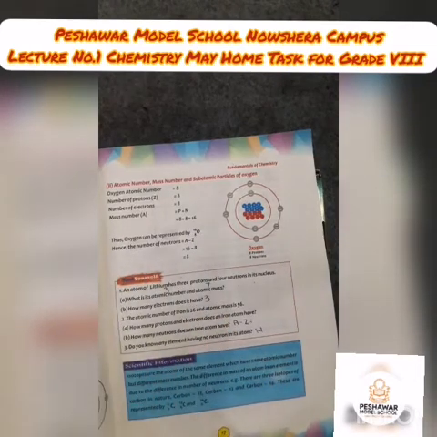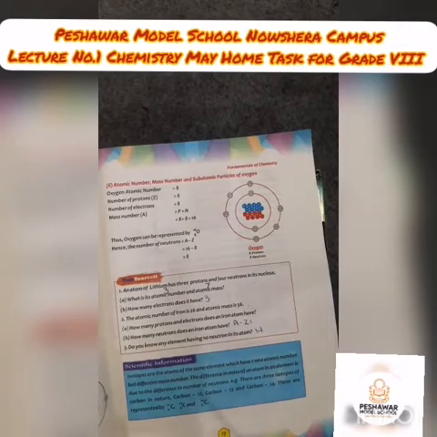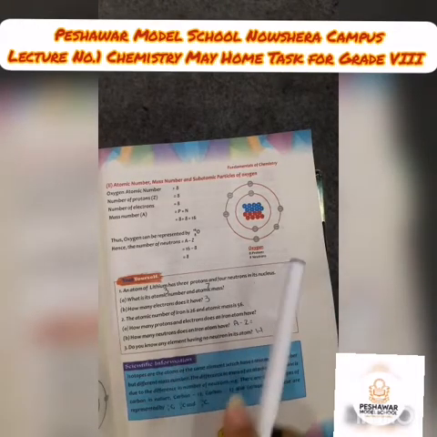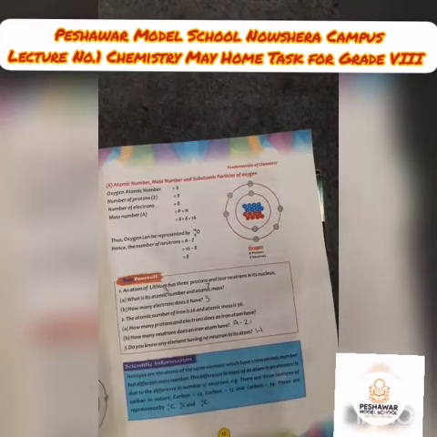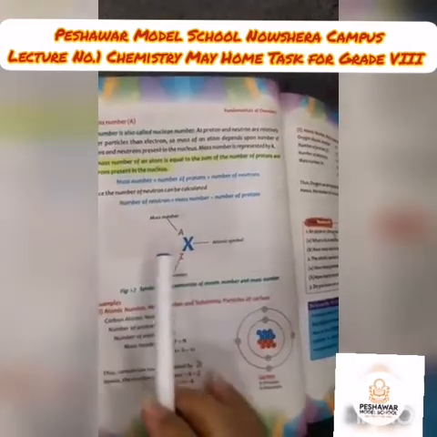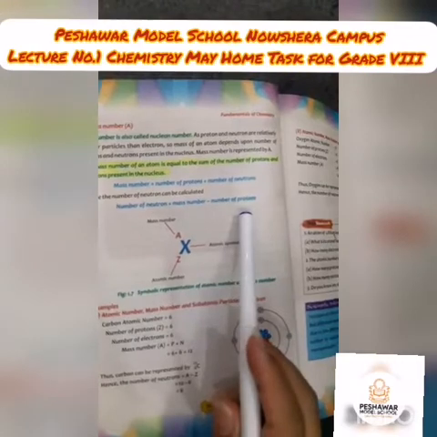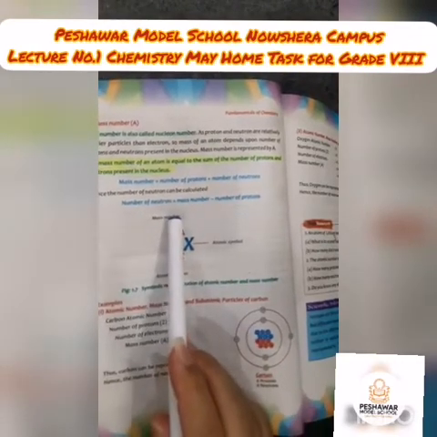Simply write the definition of atomic mass, then give heading of example. The atomic mass of carbon is 12, and the atomic mass of oxygen is 16. From mass number and atomic number, we can also find out the number of neutrons.